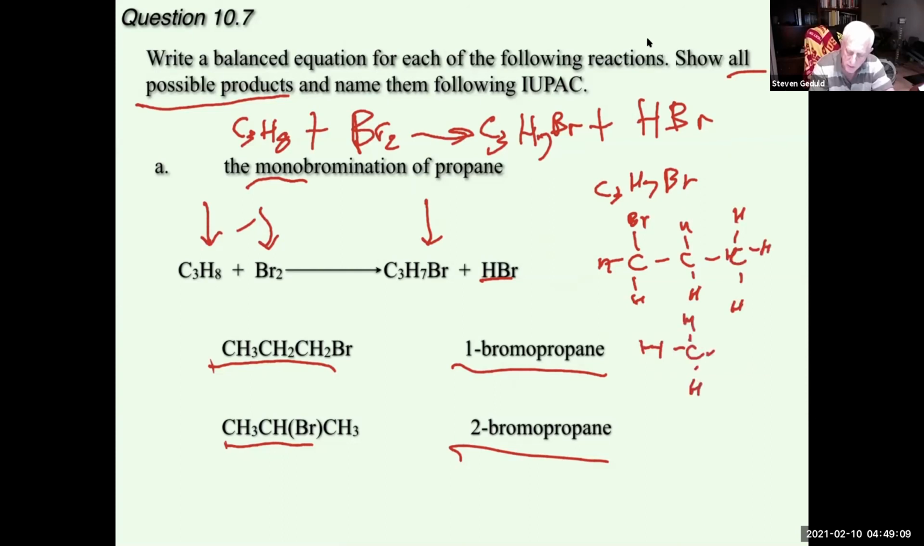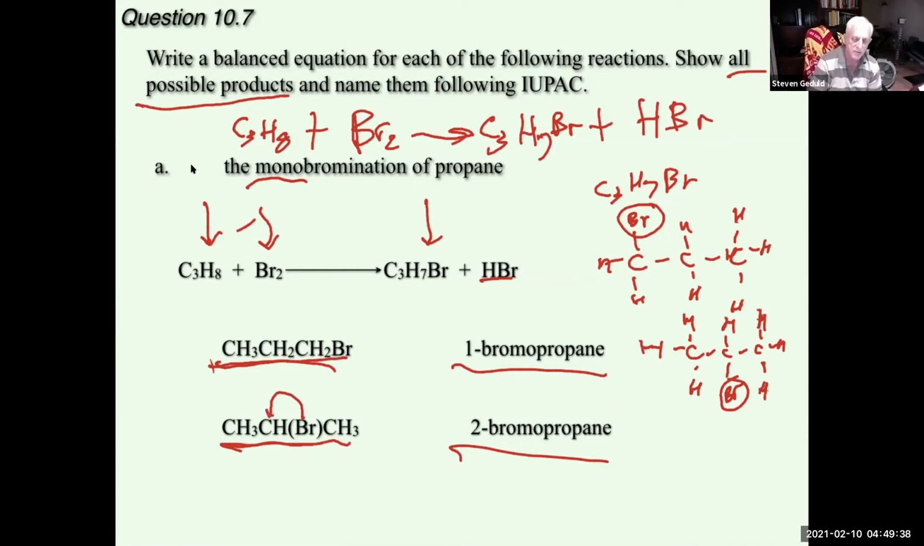Let's get all this structured here. Those are all hydrogens. So the bromine could attach to the first carbon and replace that one. Or the bromine can attach to the second carbon and replace that hydrogen. So this is attaching to the first carbon. This is attaching to the second carbon. That refers back to that on the structural formulas.